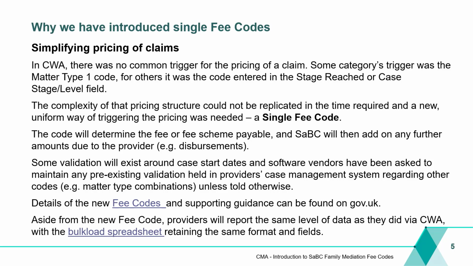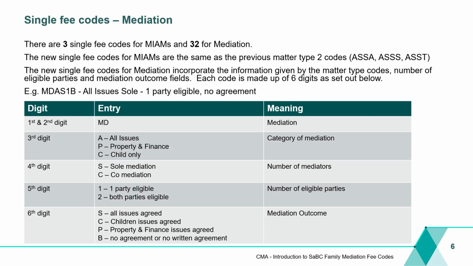Some validation will exist around case start dates, and software vendors have been asked to maintain any pre-existing validation held in providers' case management systems regarding other codes, for example, matter type combinations, unless told otherwise. Details of the new fee codes and supporting guidance can be found on gov.uk. Aside from the new fee code, providers will report the same level of data as they did via CWA, with the bulk load spreadsheet retaining the same format and fields. Single fee codes. You must still report all the previous codings and data that was required.